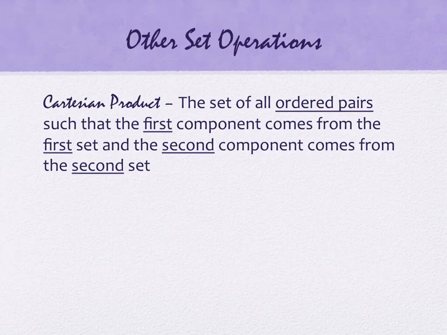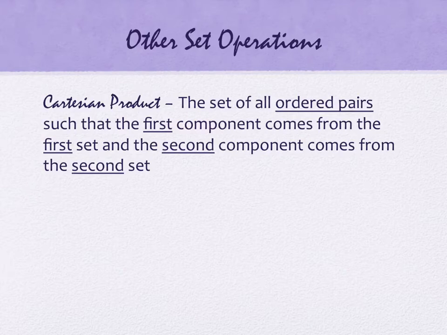All right, a Cartesian product is our last set operation in this description. And this is actually the set of all ordered pairs such that the first component comes from the first set, the second component comes from the second set. And you've seen this happen. Even the word Cartesian should sort of draw to your mind the Cartesian coordinate system, like the plane, right? The XY coordinate plane and all the ordered pairs XY.